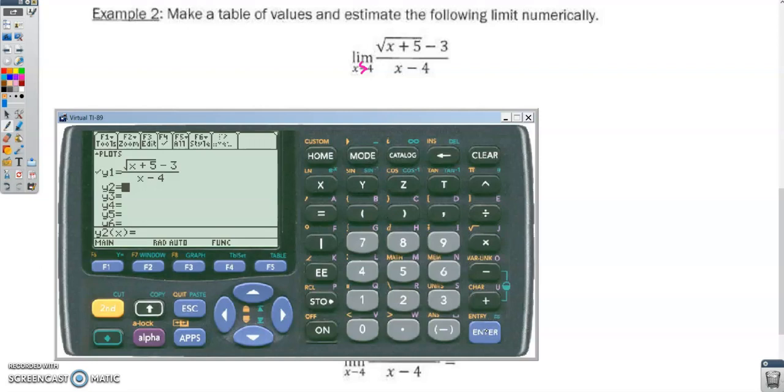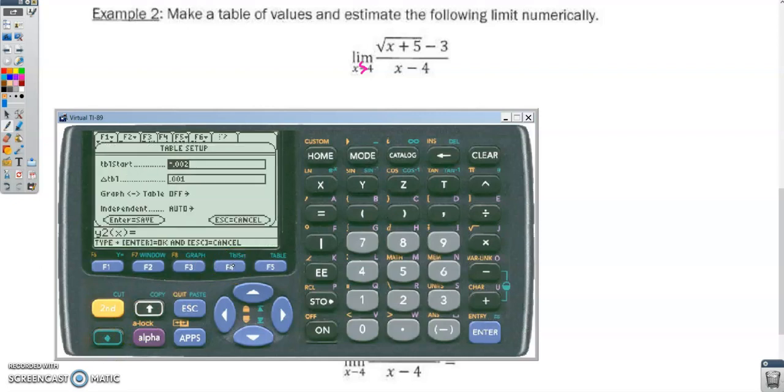Now that I've got that typed in correctly, every one of the calculators should have some kind of table setup screen. I'm going to go to my table setup screen, find table set among my function values here, and tell my calculator, go ahead, start the table at 4. And you'll notice mine's already set for the delta table to be 0.001.